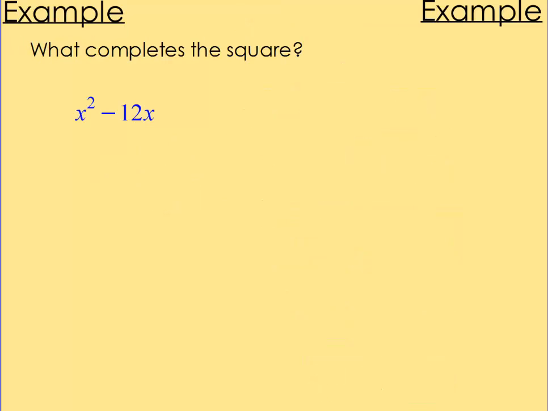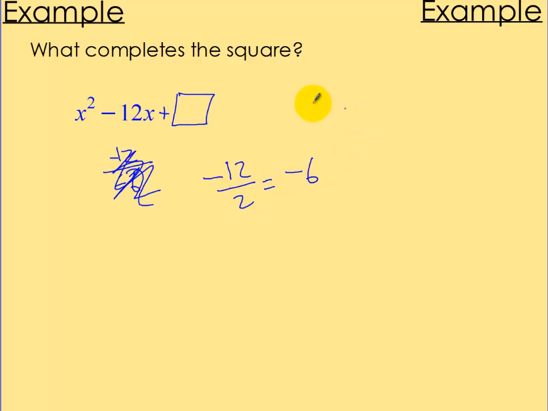Alright. Next example, pause the video. Alright, what completes the square? So x squared minus 12x plus something. What's that something going to be in this case? Well, it's half of negative 12. So that's going to be negative 6. Negative 12 divided by 2 is negative 6. And then you take negative 6 and you square it. And that's going to be 36. So it's going to be 36, and that's my answer.